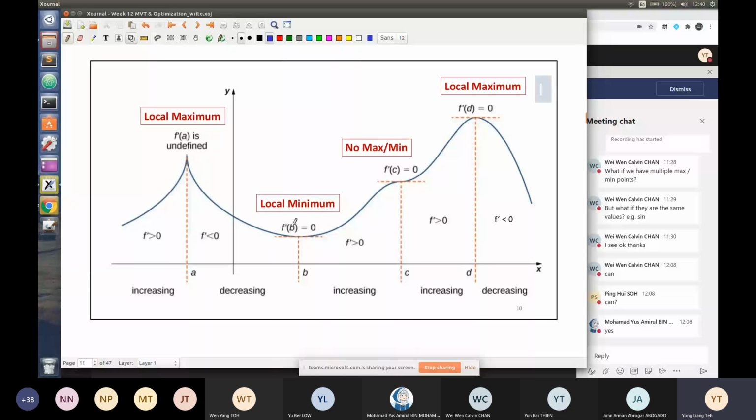Then there's another one, a local minimum here. You check that the gradient here is negative and the gradient here is positive. So it's a local minimum, because it goes from negative to positive gradient. Just imagine how the slope changes.